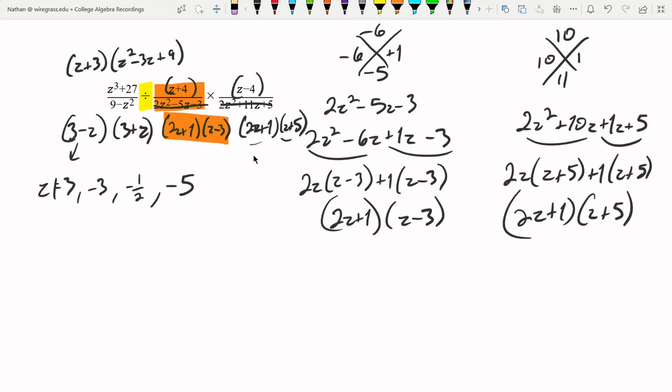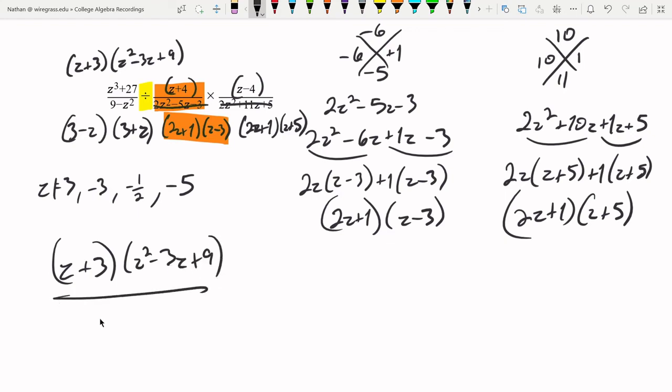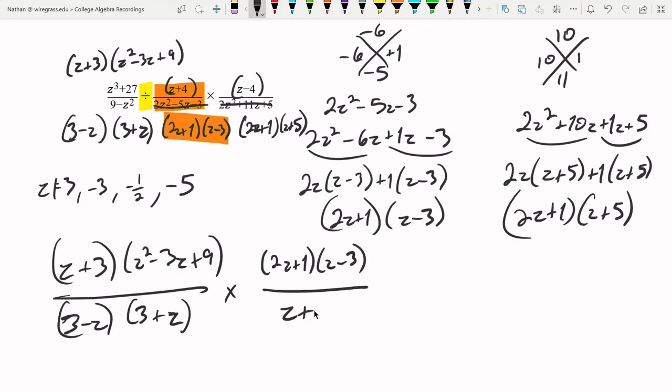Okay, now let's go through and multiply by the reciprocal. So this first fraction stays the same. We get z plus 3, z squared minus 3z plus 9 over 3 minus z, 3 plus z. Okay, now we're going to multiply by the reciprocal of the second fraction. That means this denominator is going to go on top. 2z plus 1, z minus 3 over z plus 4. And then this last fraction stays the same. That hasn't been changed at all. Besides being factored, of course.